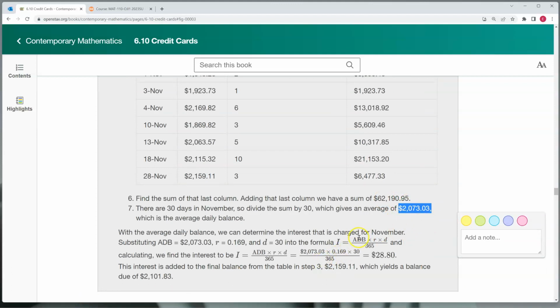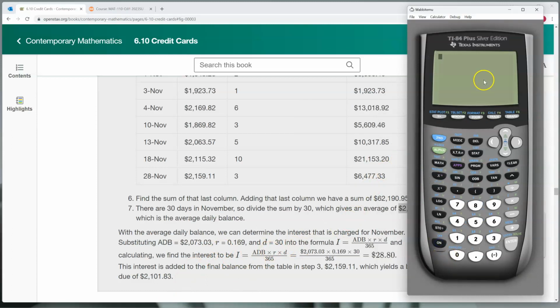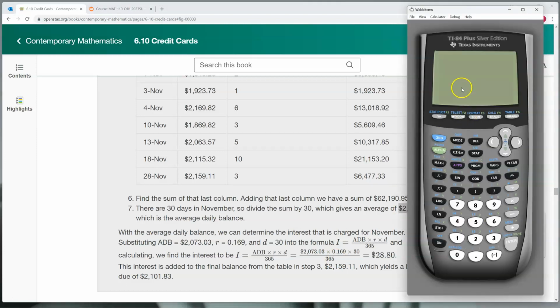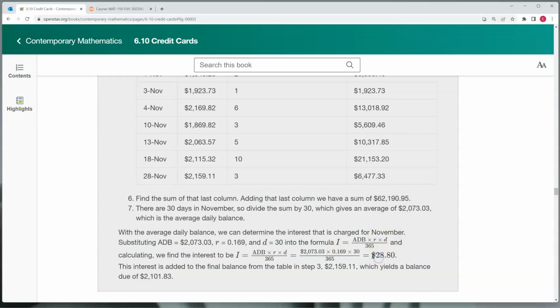And so we're going to bring that and we're going to plug it into our formula. So using that 2,073, I don't think I can paste it into, oh yeah. But we don't want these commas and stuff. And then we're going to multiply that by 0.169 times 30 days in November divided by 365. And that's going to give us $28.80.